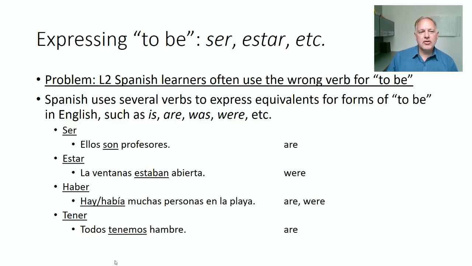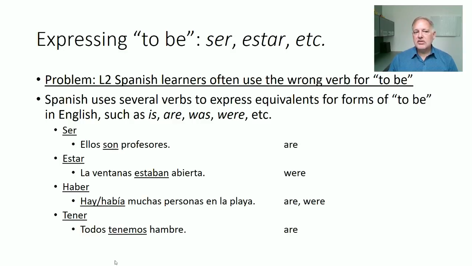be in Spanish. So, what's the problem? Well, L2 learners of Spanish often use the wrong verb in Spanish when they're wanting to say things like I am, she is, we are, they were, he was, etc. And the problem is that there are several Spanish verbs used to represent these depending on what the meaning is, right? What the function is.